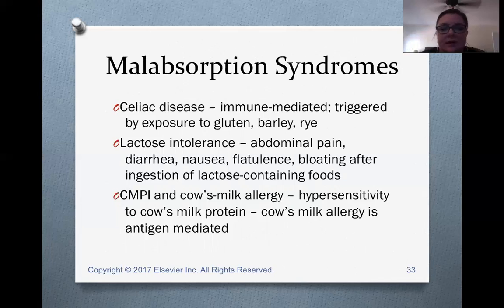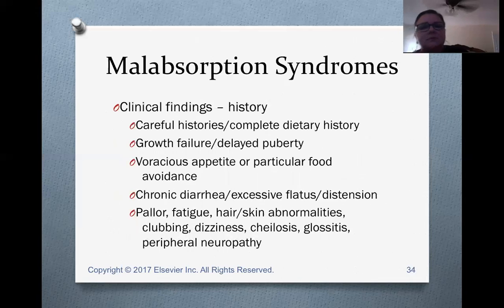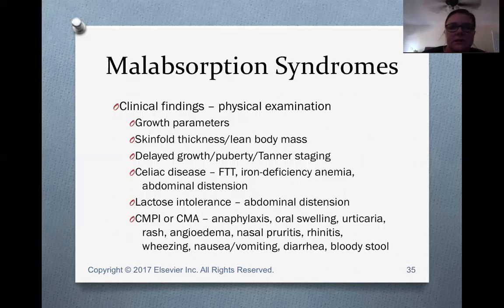Some people will have a lactose intolerance or a cow's milk protein intolerance or cow's milk allergies. And an intolerance is different than an allergy, where an allergy is more of an actual hypersensitivity, IgE-mediated response, where an intolerance is more just like it sounds, like they're not able to break down and tolerate those proteins. So usually we see chronic diarrhea, excessive gas, and abdominal distension, and a lot of times they'll have some growth failure with these syndromes.